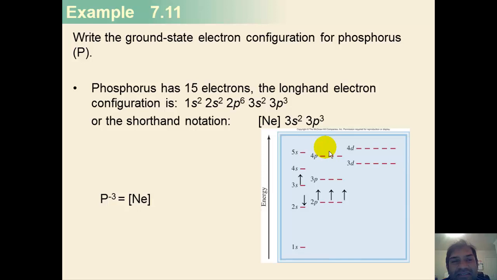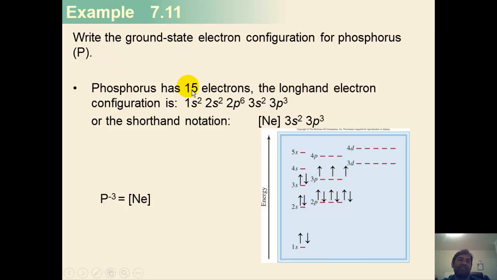Let's do a practice problem here as we wrap up this lecture. Ground state electron configuration for phosphorus. Again, no ions here. So 15 electrons in phosphorus. Spin up, spin down, 1s. Then we fill up the 2s, then the 2p's. We fill up the 3s's. And then via Hund's rule, we fill up the 3p's. Again, spin up, spin up, spin up. That is our 15 electrons.